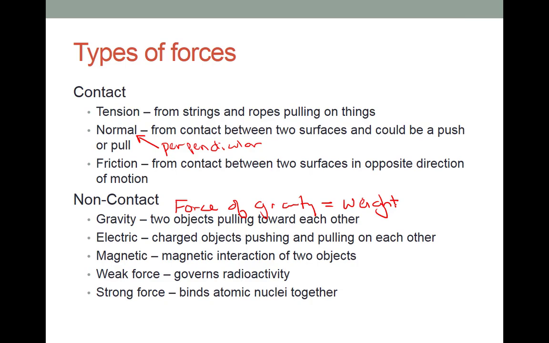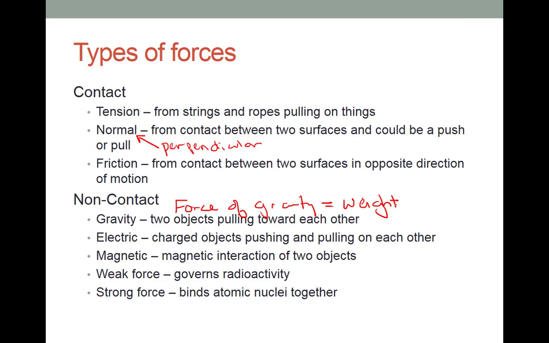We also have the electric force, which results from charged objects pushing and pulling on each other, or the magnetic force, where we have a magnetic interaction between two objects like a magnet and a paper clip, or the magnet in your fridge, something like that. You may see electric and magnetic forces in this unit, but not in any detail. Okay. Next semester in Physics 202, we will go into those two forces in more detail.